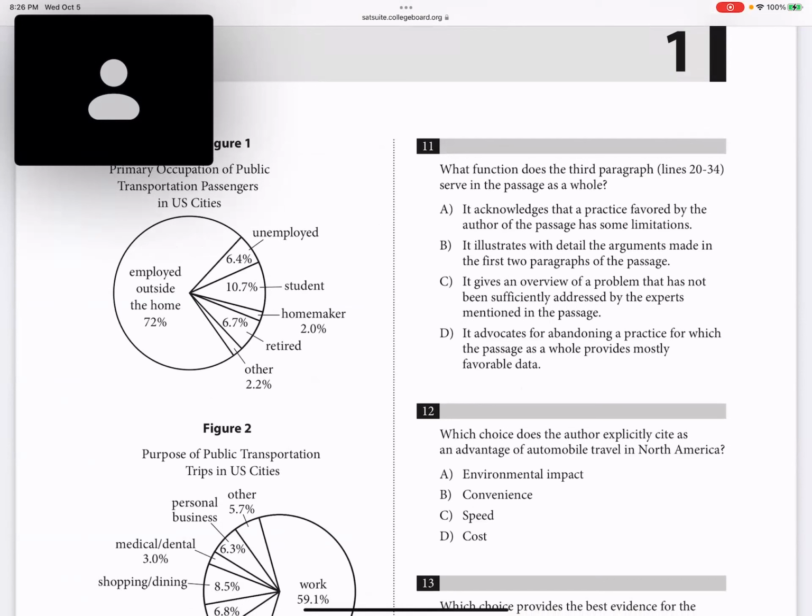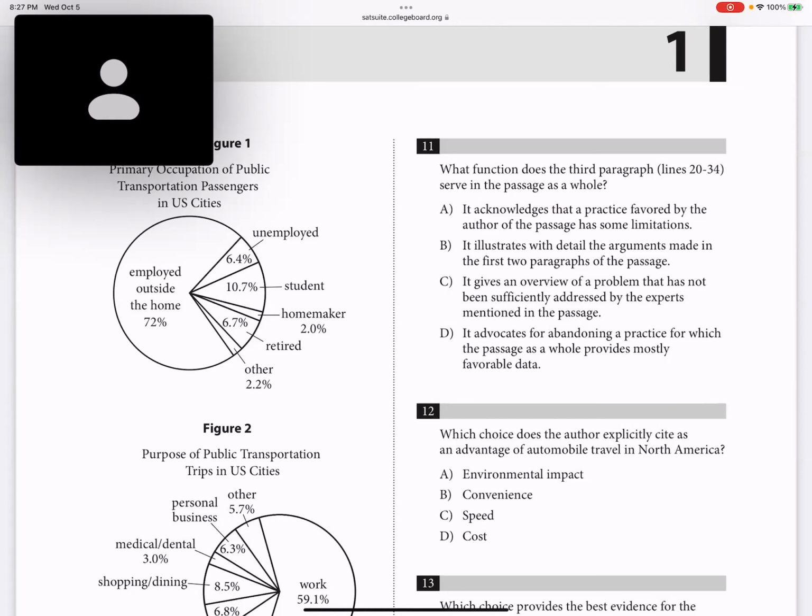Yeah, I'd say that's fair. Yeah, we can get rid of D. It advocates for abandoning a practice for which the passage as a whole provides mostly favorable data. No, in fact, the whole passage is kind of the opposite of that. It tells us how limited it is and how not great it is here, but says no, we should still continue to do this. We should just put more into this.